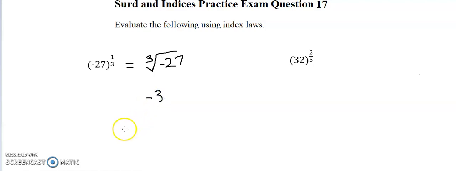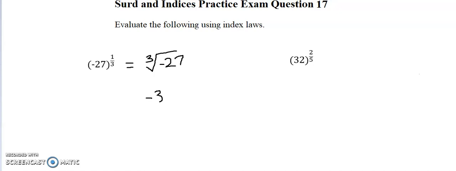I can double check by going negative 3 times negative 3 times negative 3. Negative and negative is a positive, positive 9, and 9 times negative 3 is negative 27. So we've got our first answer. The second is 32 to the power of 2/5.